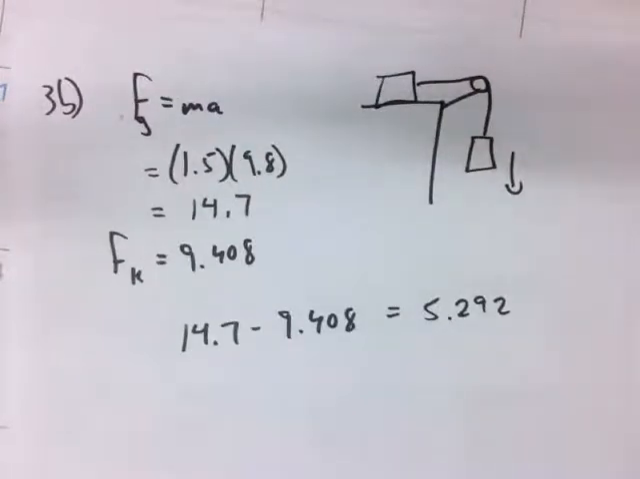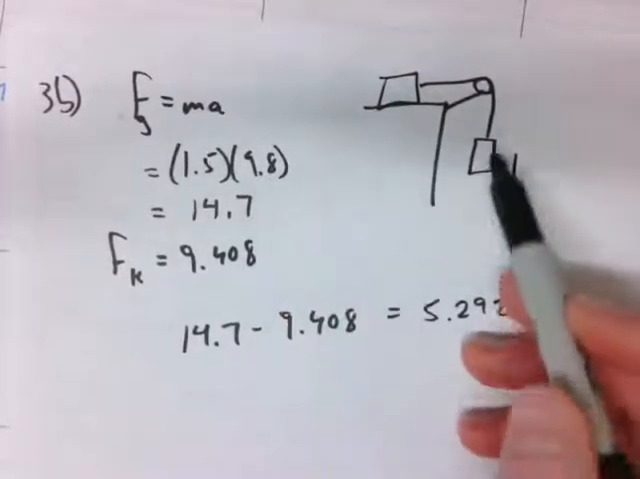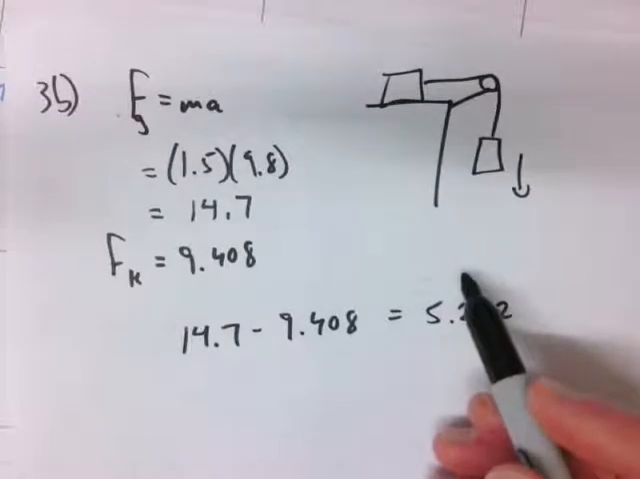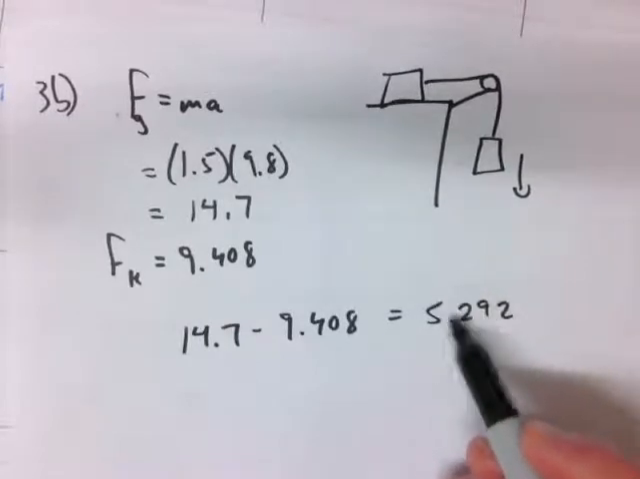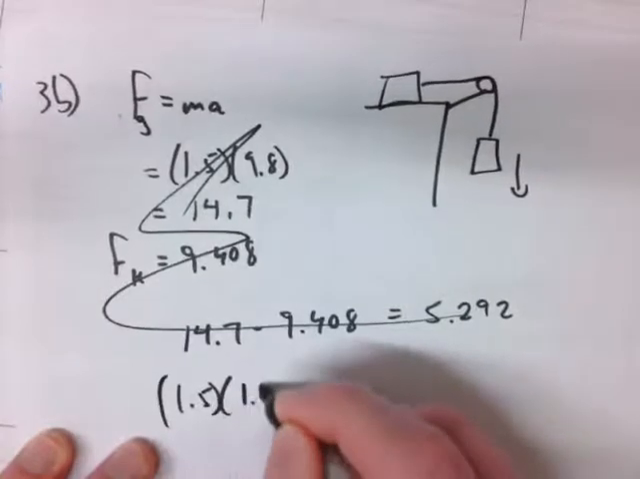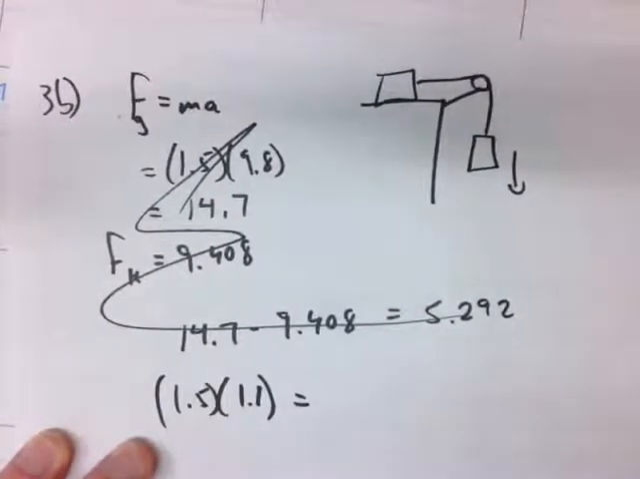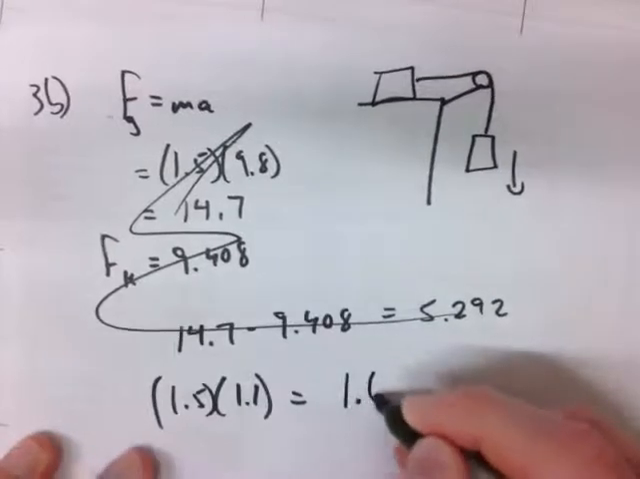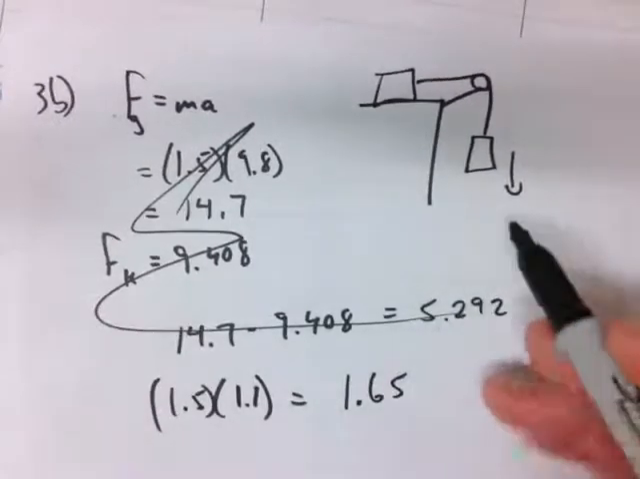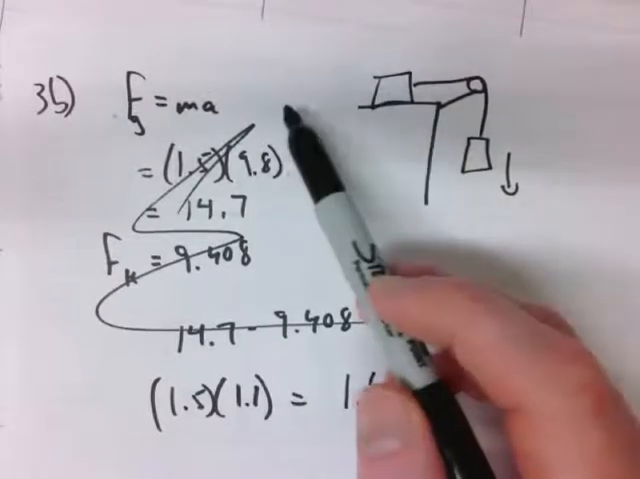Realized what I did wrong. Silly, silly, silly. The acceleration, it's not doing 9.8. It's doing 1.1. Remember that part? So it's 1.5 times 1.1, because that's its acceleration. 1.5 times 1.1, so that's 1.65. That's the force in it, but the friction is slowing it down. Okay, friction is pulling back.